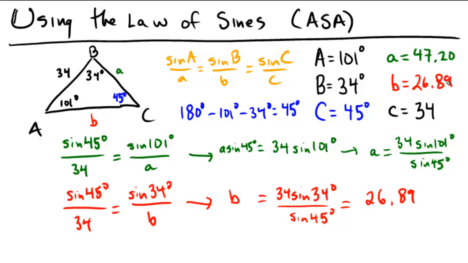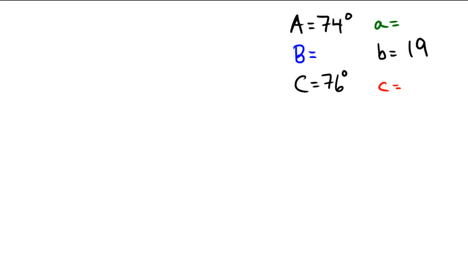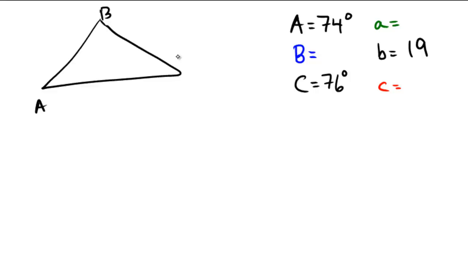So why don't you try one on your own now? Use the law of sines to find the missing angles and missing sides in this set of information. Okay, again, assuming you pause the video and try it on your own, let's do it together now. A, B, C. A is 74 degrees, C is 76 degrees, so therefore B must be 180 minus 74 minus 76. So what did you get for 180 minus 74 minus 76? Hopefully you got 30 degrees. So that's the missing angle.